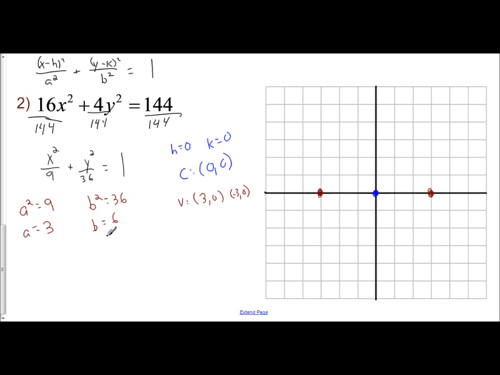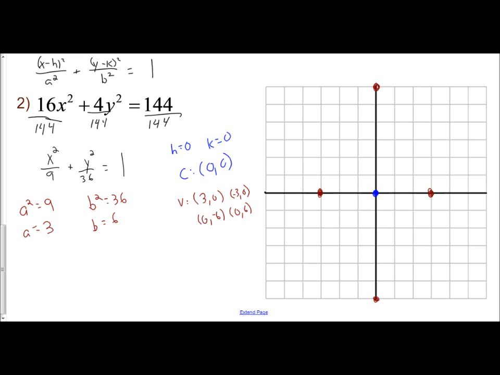Now I'm going to find the other two by using my B. Since B is 6 and it's located under the Y, I'm going to go up 6 units, and I'm going to go down 6 units. And so those are the coordinates 0, negative 6, and 0, 6. So there's the coordinates of my vertices. You can use the formulas. I have no problem with you doing that, but I want to teach you the concepts. A and B are your distances. Just count left, right, up, down. That's it. That's not very hard to do.